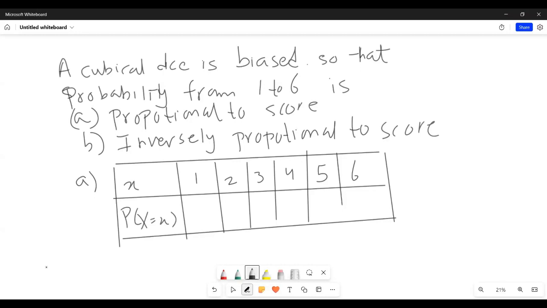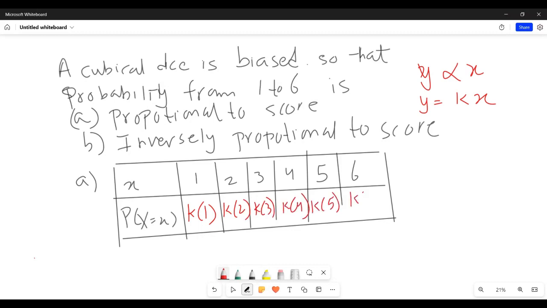सो डायरेक्टली प्रोपोर्शनल में क्या होता है? इफ आई से x इज और y इज डायरेक्टली प्रोपोर्शनल टू x, तो y इज इक्वल्स टू kx होता है. सो यू मल्टीप्लाई k विद द नंबर्स. जब स्कोर 1 है तो k1, then k times 2, then k times 3, then k times 4, then k times 5, and then k times 6. And we know that this sum is going to be equals to 1. So what's the sum of 6 plus 5 plus 4 plus 3 plus 2 plus 1?